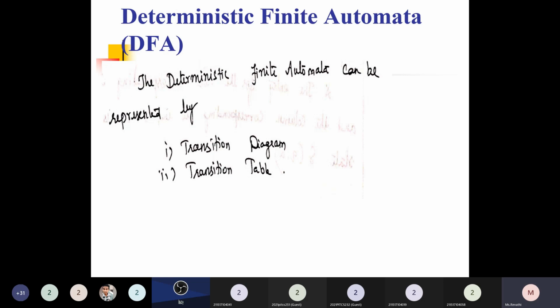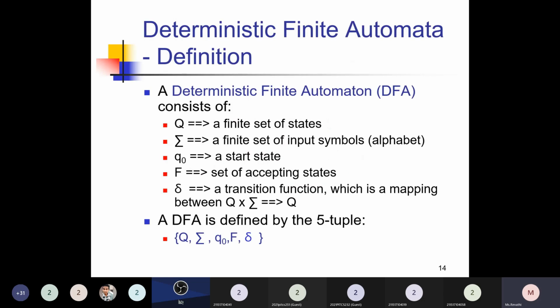Here we have two kinds of representations for DFA. The first one is the transition diagram, which means graphical representation. The next one is the transition table representation, where we represent the DFA using a table with columns and rows. Two different kinds of representation: the transition diagram and the transition table. And the formal definition of DFA has no change: the set of states, the alphabet, Q0 is the initial state, F is the final state, and the transition function.